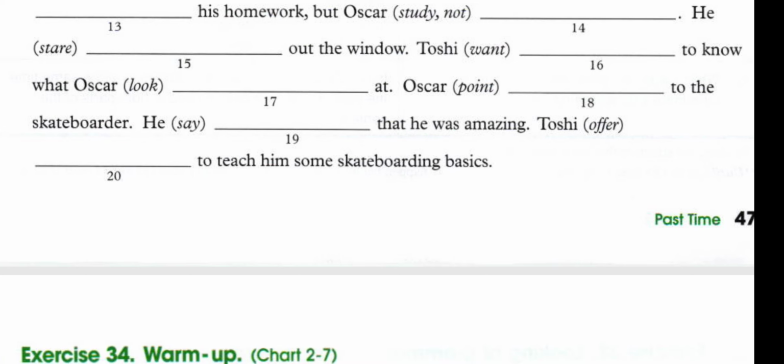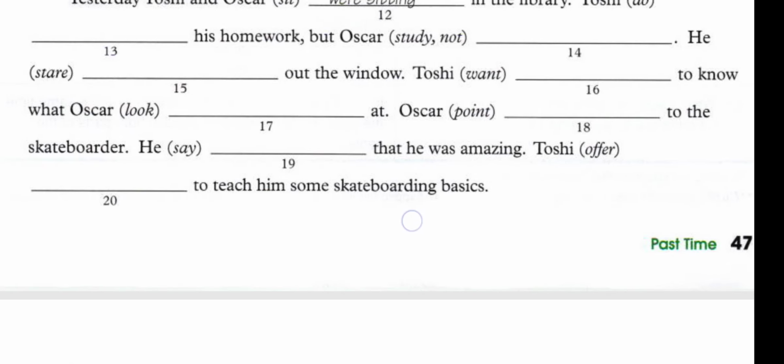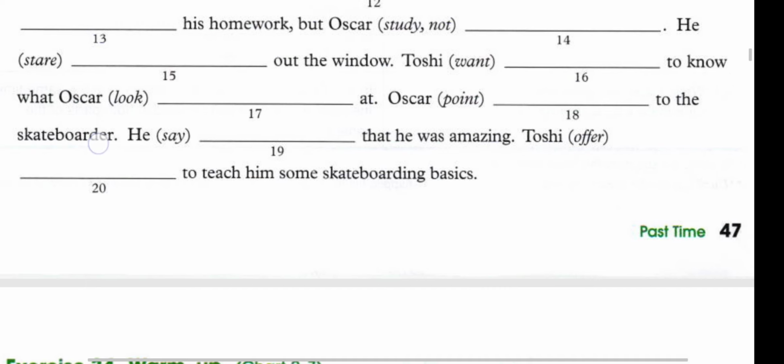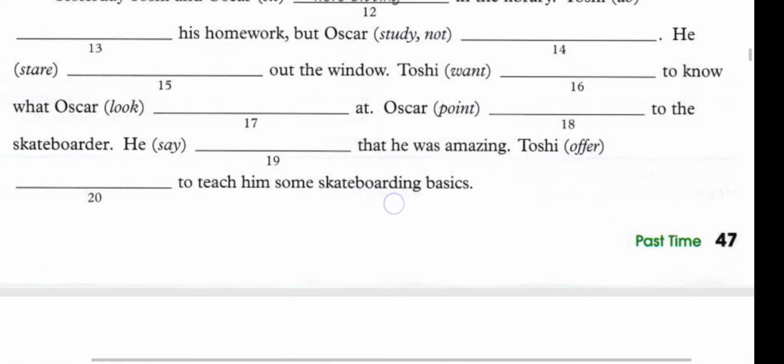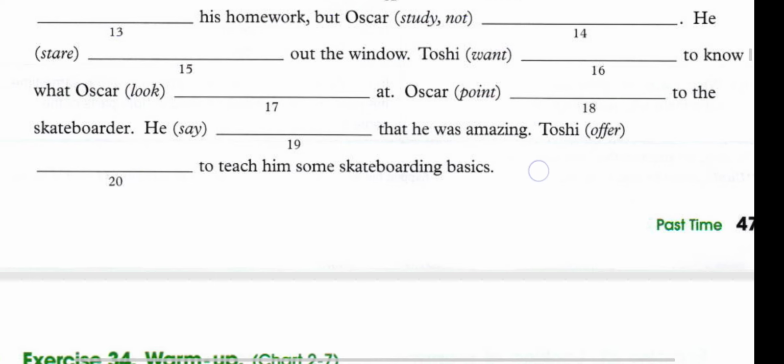Oscar point to the skateboarder. So it's the same situation. It should be: Oscar was pointing to the skateboarder. He said that he was amazing. So here again we are talking about the same situation. He said that he was amazing. Tushi offered to teach him some skateboarding basics.